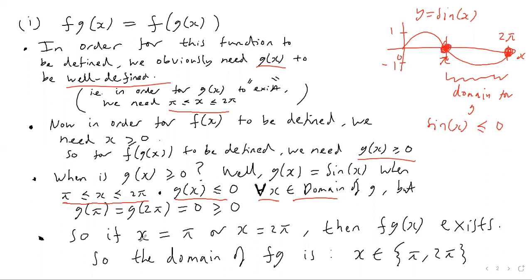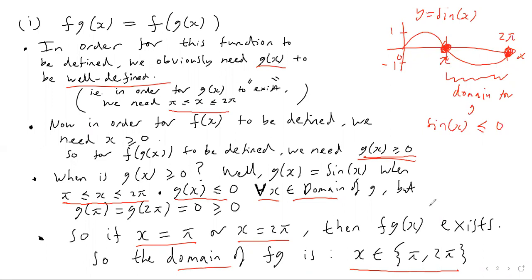So basically what we're saying is that if x equals pi or if x equals 2 pi, then f of g of x must exist, because in such a case we've got g of x greater than or equal to 0. We need g of x to be greater than or equal to 0 to exist, and we also need x to be in our domain for g between pi and 2 pi. So what values of x give us g of x bigger than or equal to 0 within this domain? Well, it's pi and 2 pi. So f of g of x exists when x is either pi or 2 pi. So our domain here is pi and 2 pi.